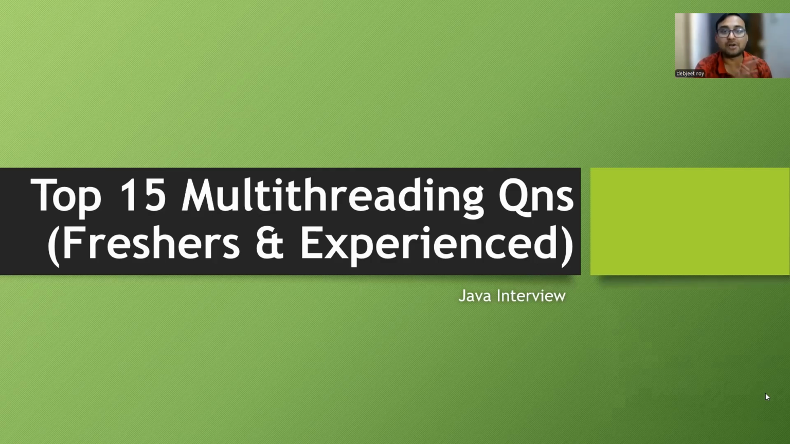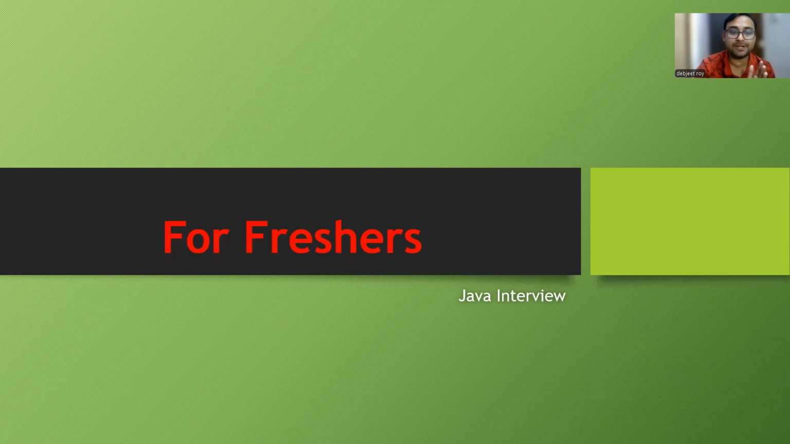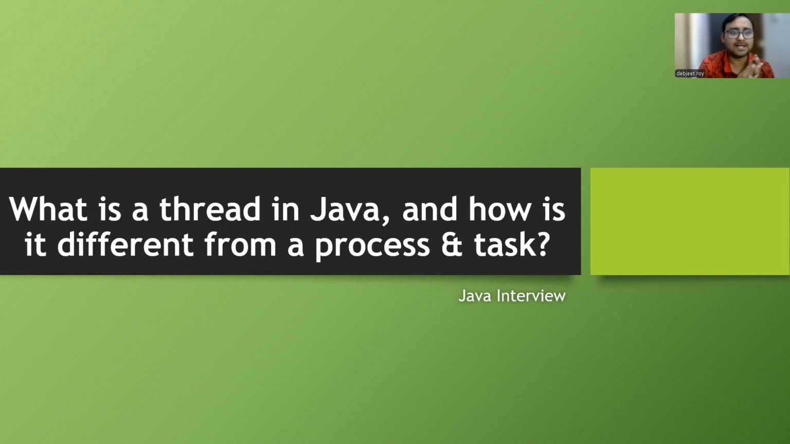So now let's get started with the top 15 multi-threading questions, for freshers separately and for experienced separately. First, we'll be going ahead with the freshers. These types of questions are most commonly asked, like what is a thread in Java and how is it different from a process or a task? This is a most commonly asked question to freshers. Even for experienced candidates, sometimes this question can be asked.